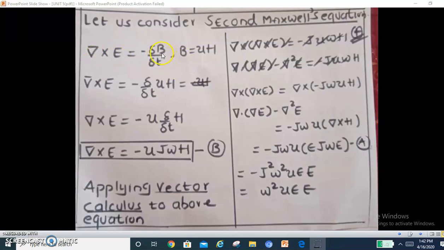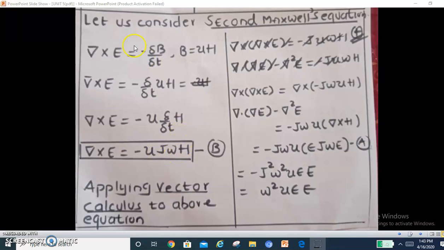So what does B stand for? B stands for magnetic flux density. So B is nothing but mu H, where mu is again a constant that can be taken outside, and the partial differentiation can be applied to H. Now again we have three terms. One is mu, another is dou by dou t, which is written as j omega, and H.